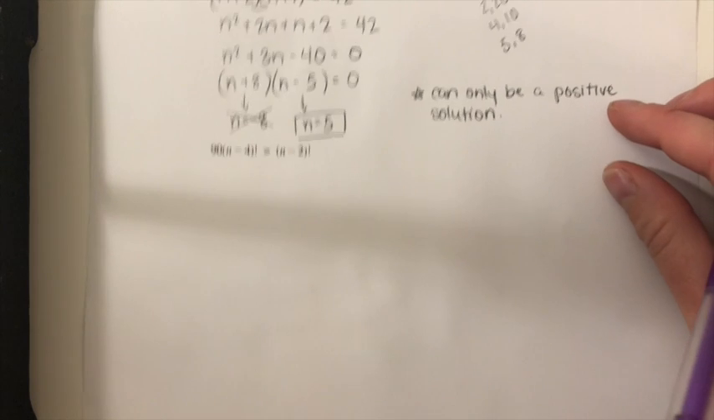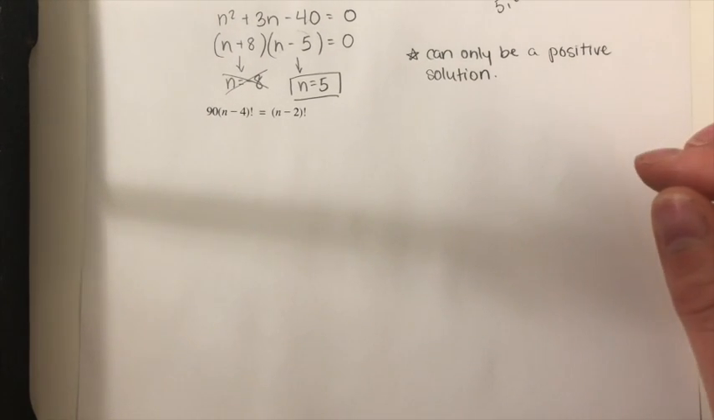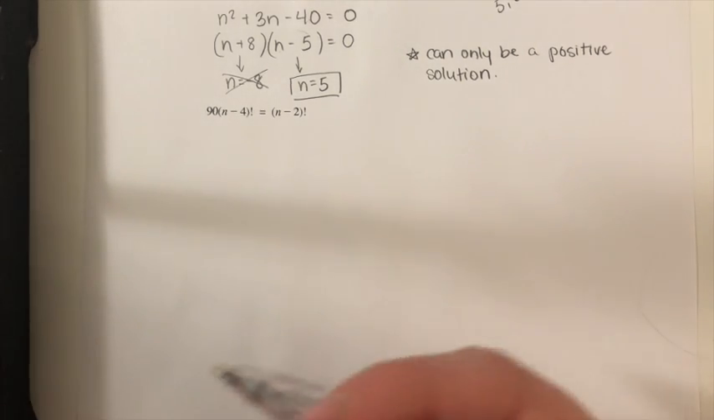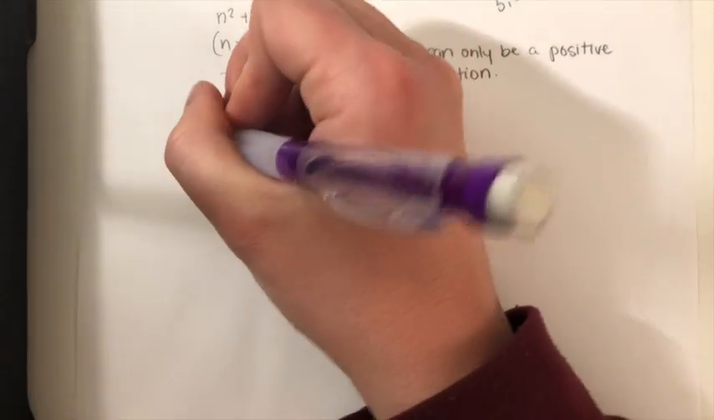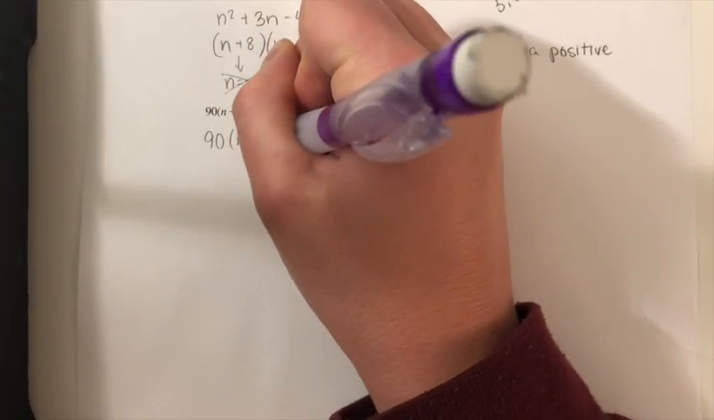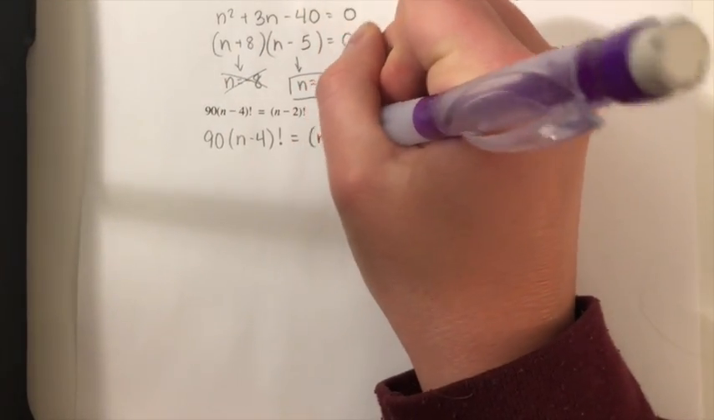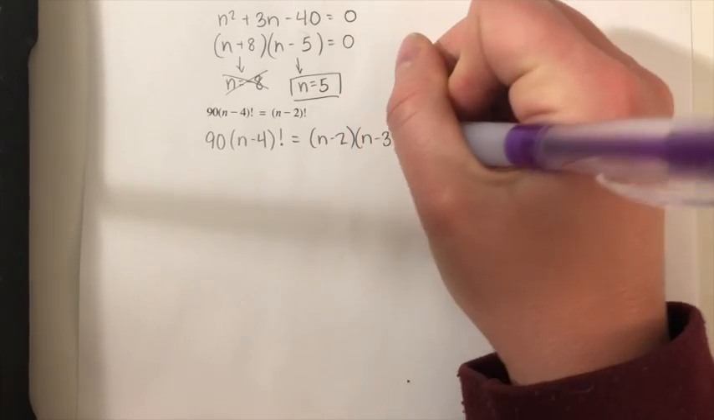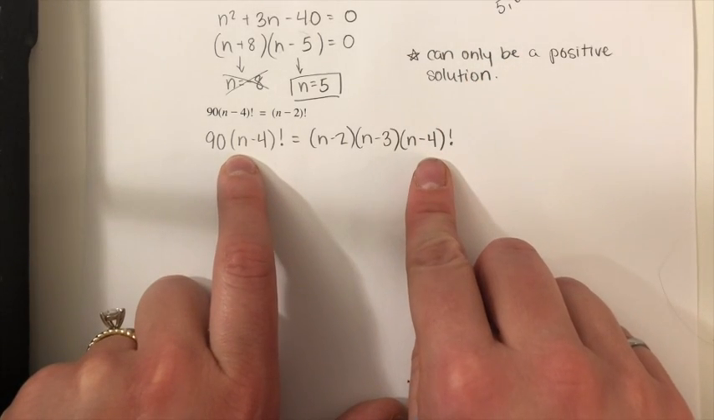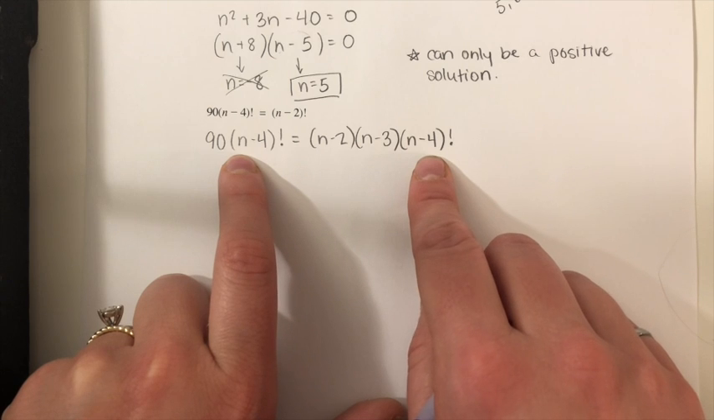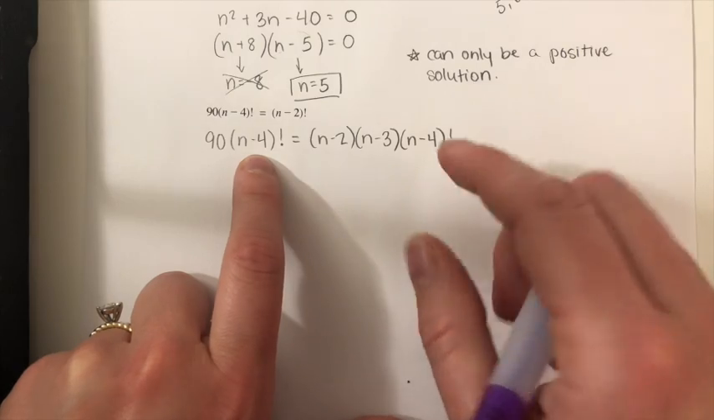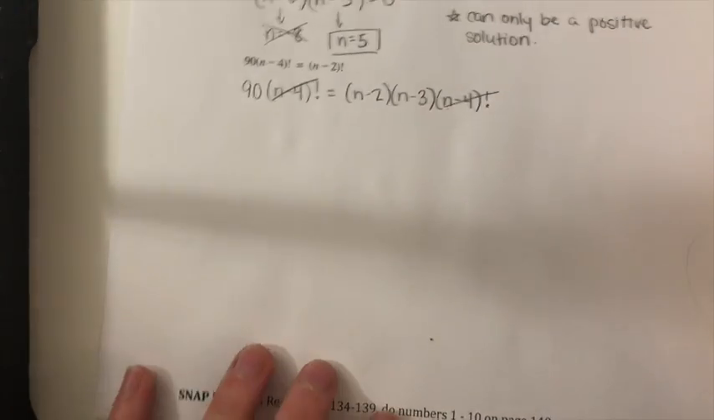Okay, same deal here. We have 90 times n minus 4 factorial equals n minus 2 factorial. So we want to take the bigger number and start expanding that. So the 90 and the n minus 4 are going to stay. And then n minus 2 times n minus 3 times n minus 4. And I'm going to stop there because I have a matching factorial on both sides. So we can think about if I divided both sides by n minus 4 factorial, they would both disappear, so we can cancel them both.